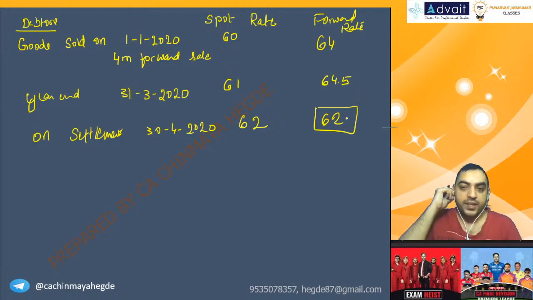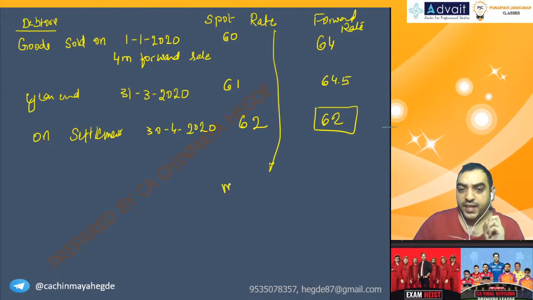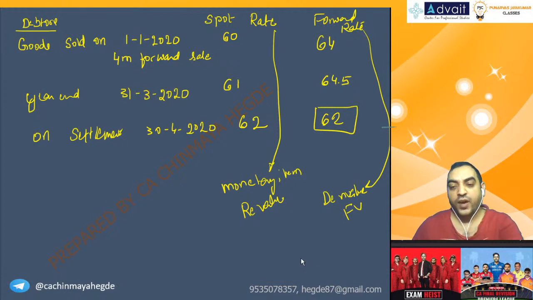Okay, now what is happening? Please understand. In normal circumstances, this is a monetary item, debtors, and this is a derivative. So in the year end, you will be revaluing it, reassessing it, and the derivative also you will be computing the fair value of it. Correct? Now, if you do this, the answer is not going to be correct. Let me tell you why.